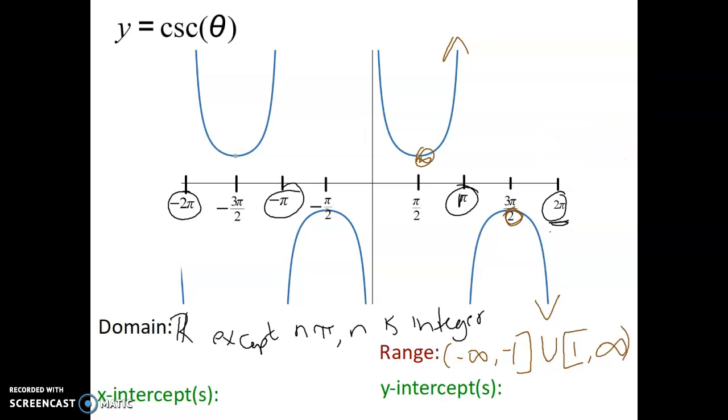All right, how about x and y intercepts? Let's see what we have here. Well, I never cross the x-axis. That's not part of the range there. So I don't have an x-intercept. So I'm going to write none. And y-intercept, well, this time I have an asymptote because that's 0 pi. 0 is an integer, right? So that's one of my asymptotes. So I do not have any y-intercepts either. I don't have x or y-intercepts for cosecant.